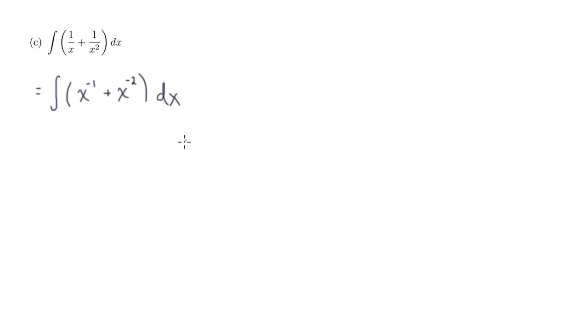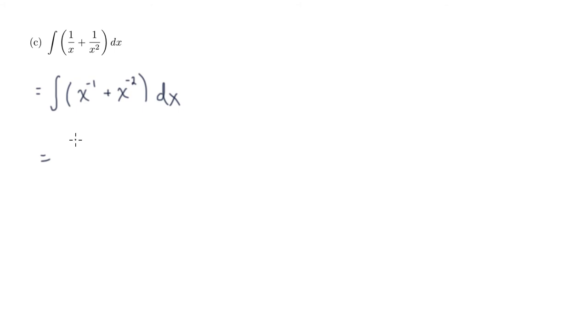Okay, so x to the minus 1. Let me add 1 to the power, and then I'll be dividing by that new power. But wait, what's the new power? So if I add 1 to negative 1, I'll be left with x to the 0. And then I'll be dividing by 0. Okay, so that's a problem, right?